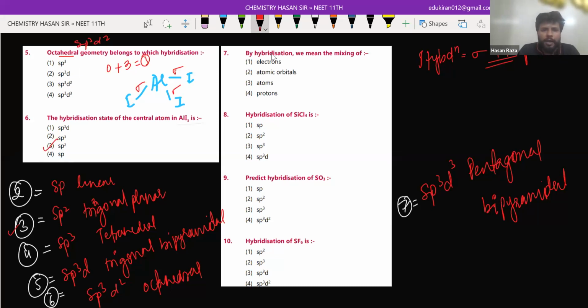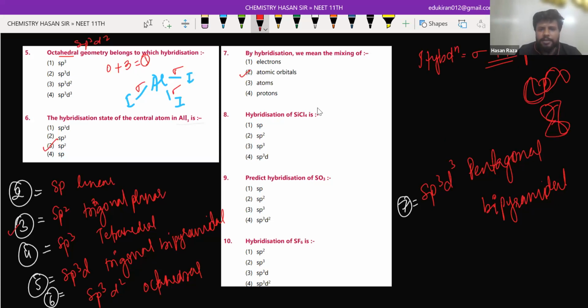Come to this: by hybridization, do we mean the mixing of electrons? No, we don't do mixing of electrons. Basically what we do is mix atomic orbitals, like this. This is the p orbital mixing; orbitals we mix.